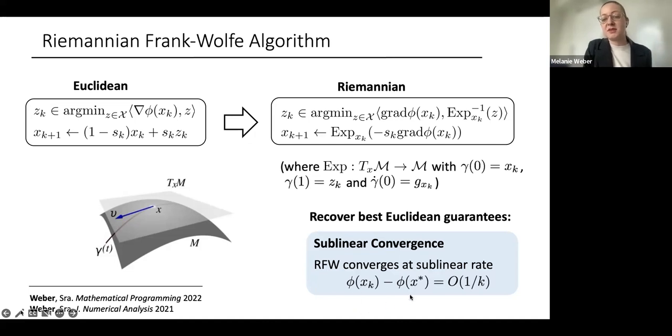Sublinear rate here means that after k iterations, the value of our objective function is on the order of 1 over k close to the optimal value. Right, so that means that the error of our objective value decreases at a sublinear rate. That's why we call it sublinear iteration complexity.